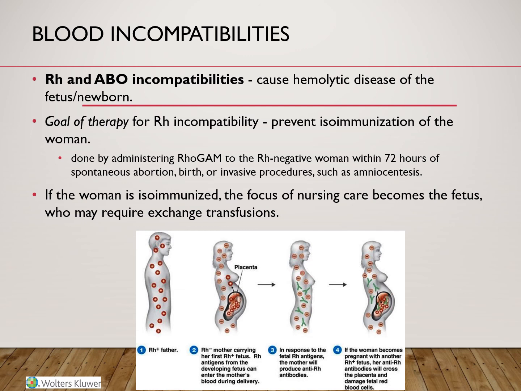So what happens if the woman that is Rh negative carries a fetus that is Rh positive? If she was sensitized, her antibodies to the Rh factor will cross the placenta and will attack the fetus's blood cells. The fetus will develop what is called a hemolytic anemia and will often require exchange transfusion in utero or shortly after the birth.